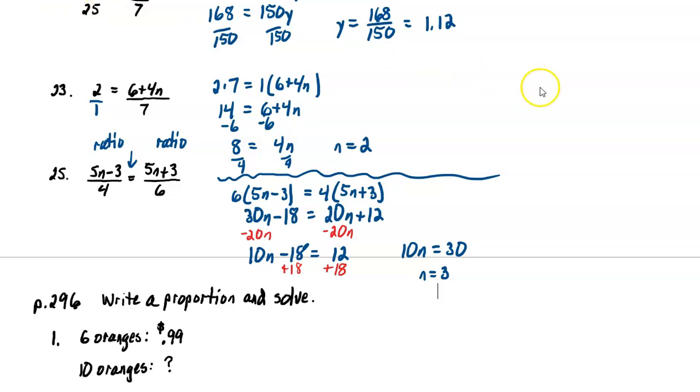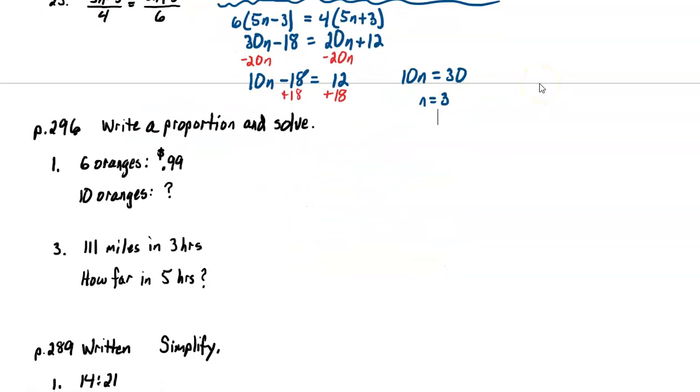Now page 296. These have very short story problems, and we're asked to write a proportion that fits the story and then solve it to answer the question. So I didn't write out the full story problem, that's in your textbook, but the main idea of the story is this. 6 oranges cost 99 cents. Question, how much will 10 oranges cost?